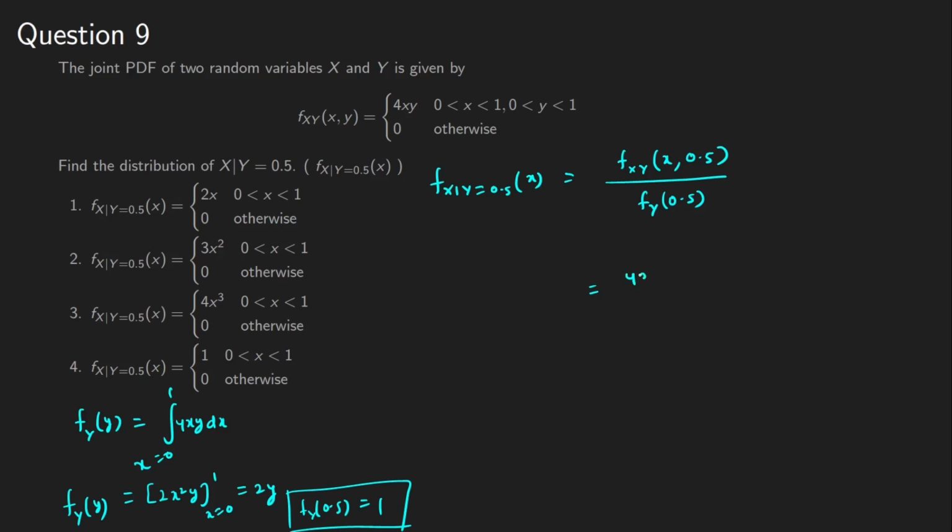Now we can easily calculate this conditional distribution. So 4x will be left as it is, and then in place of y we will put 0.5, divided by the marginal at 0.5, which is equal to 1. So finally it is equal to 2x. So this is the conditional PDF of X given Y equals 0.5.